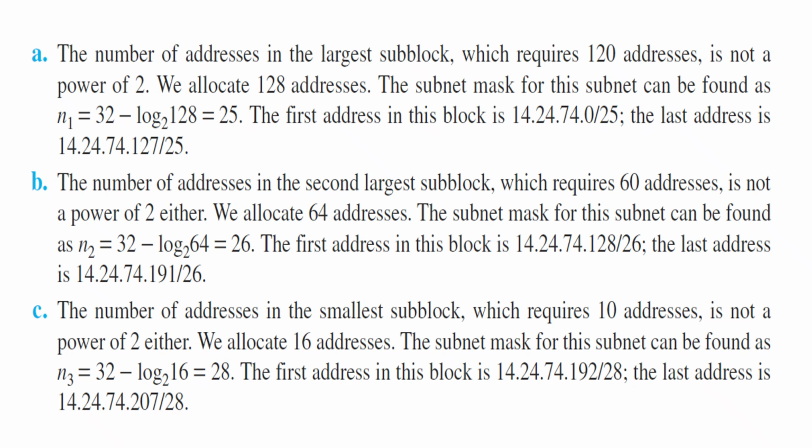And the third smallest block requires 10 addresses, which is also not a power of 2. So we have to allocate the next highest power of 2, that is equivalent to 16. So the subnet mask for this subnet can be found: n3 is equal to 32 minus log 16 to the base 2, that is equal to 28. So the first address in this case is 14.24.74.192/28, and the last address in this block is 14.24.74.207/28.